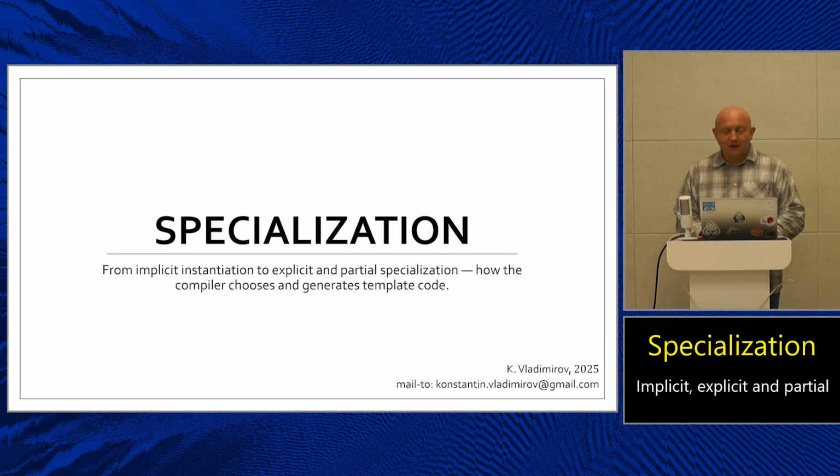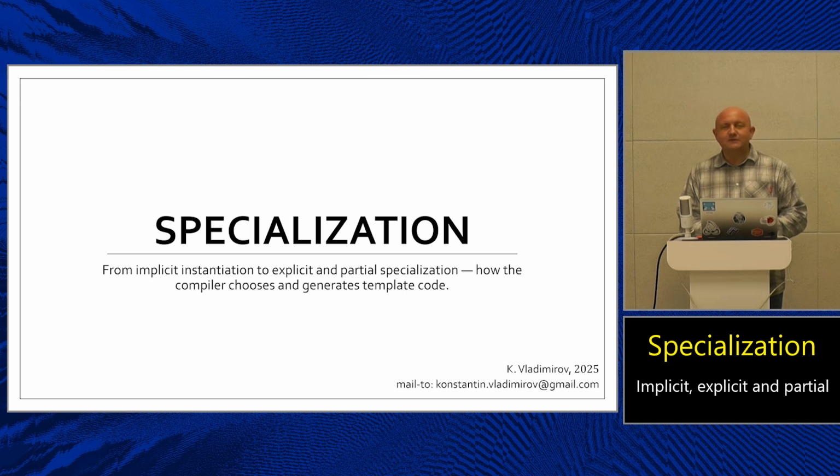Hello, everyone, and welcome to the next lecture of our master's course at MIPT in modern C++. Today we are diving into one of the sometimes puzzling parts of the C++ programming language, template specialization. We all know templates allow us to write generic code, but what happens if the generic version isn't good enough?